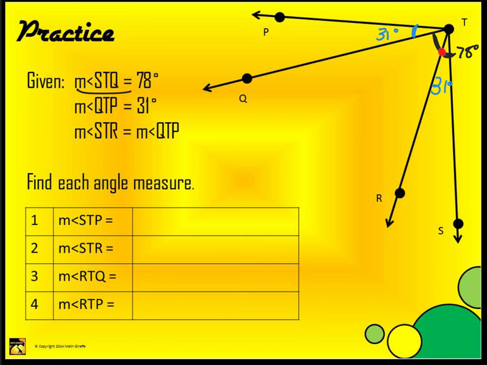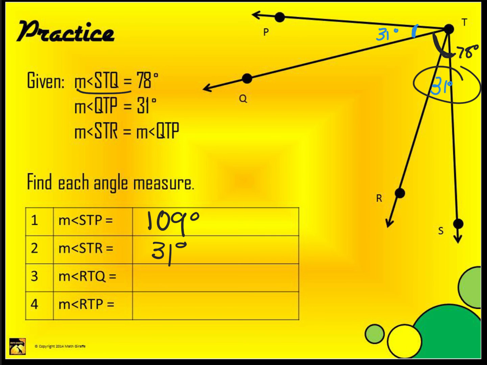Right, so we know that these two pieces here add up to 78, and then this big one here is 31. So if we do 78 plus 31, we get 109. Alright, and we need to next find the measure of STR, which we already did, right? We know that that was congruent to QTP, so that one is 31 degrees.